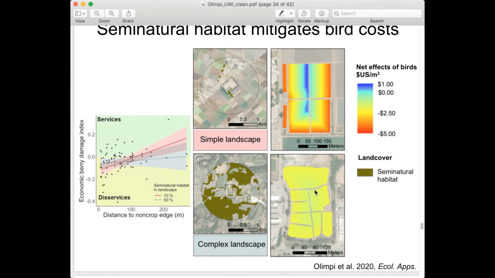You don't really see changes across the farm. So birds have a slightly negative effect, but the natural habitat is mitigating some of those more extreme damages and benefits that you would see in a more intensive agricultural landscape.